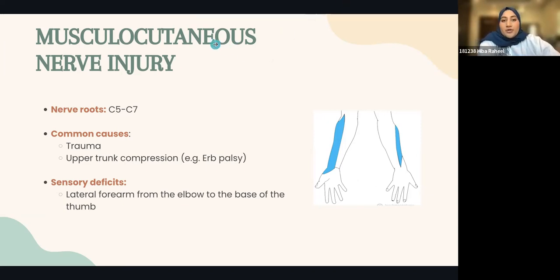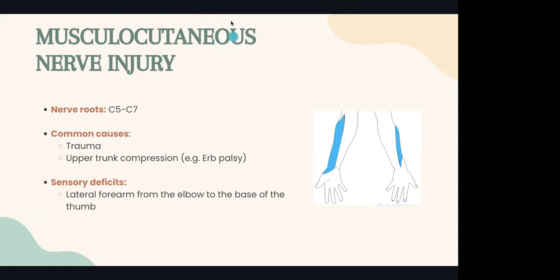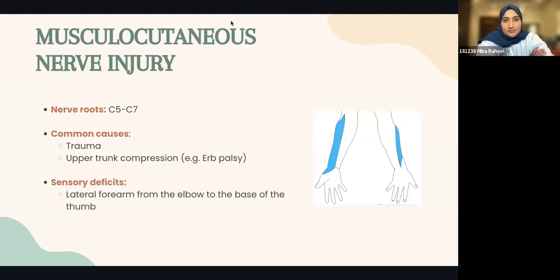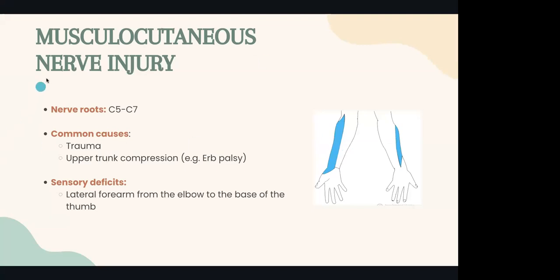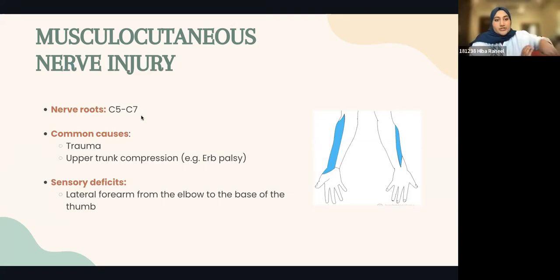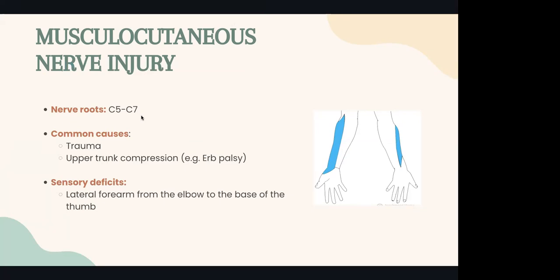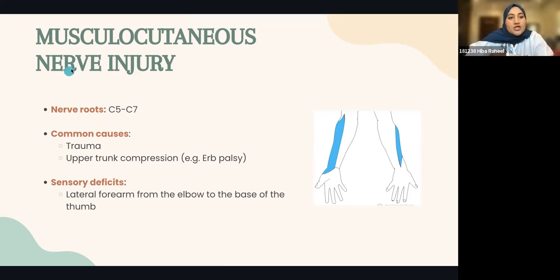So does anyone remember what Erb's palsy is? Just describe Erb's palsy to me. When the C6 and the C5 is getting cut because we are falling on an outstretched hand. Very good. So we adduct our hand and medially rotate it and pronate it. Right. And do you remember what this position is called? Waiter's tip. Very good. Excellent. Good job. So musculocutaneous nerve is very commonly damaged in Erb's palsy, right?